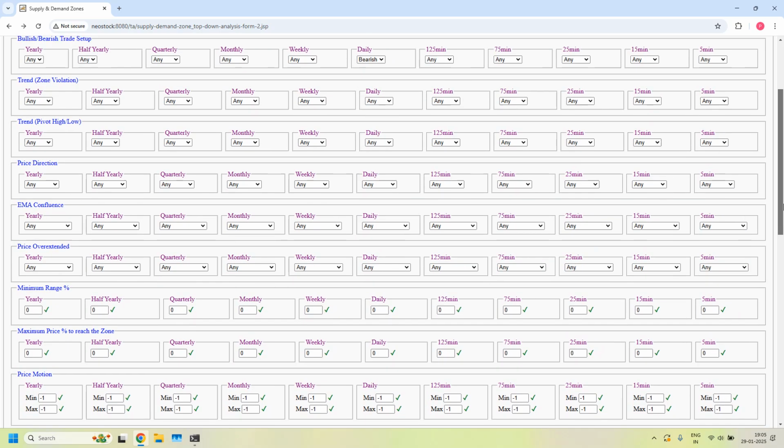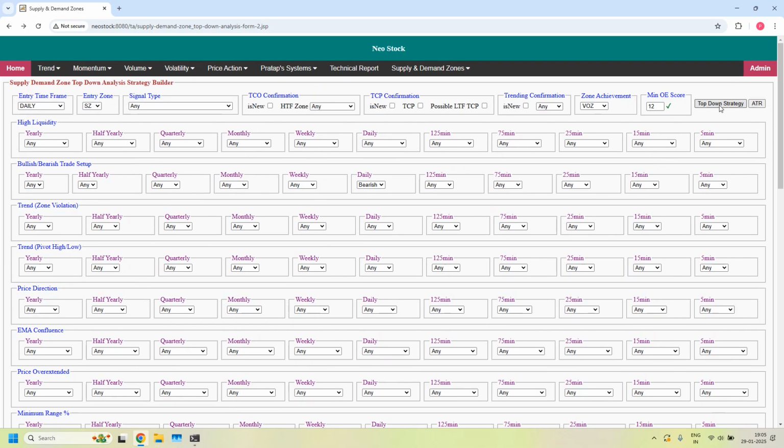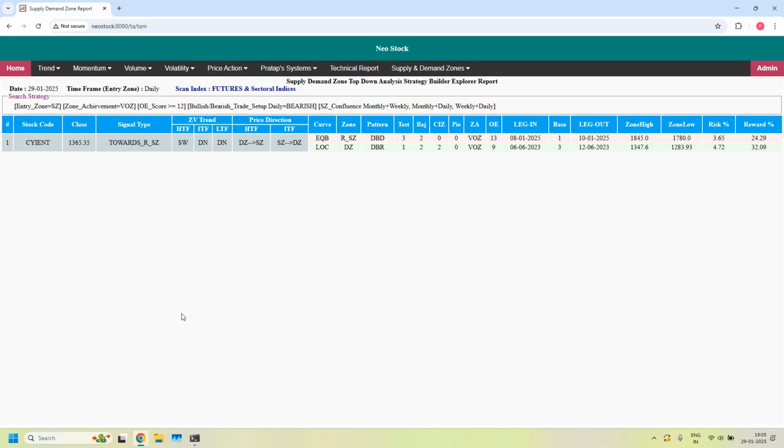With all the 3 filters, LTF, ITF and HTF supply zone confluence, we got 1 stock. So in this stock, this daily supply zone is part of the weekly supply zone. And both together again they are part of the monthly supply zone. That means they are overlapped with monthly.